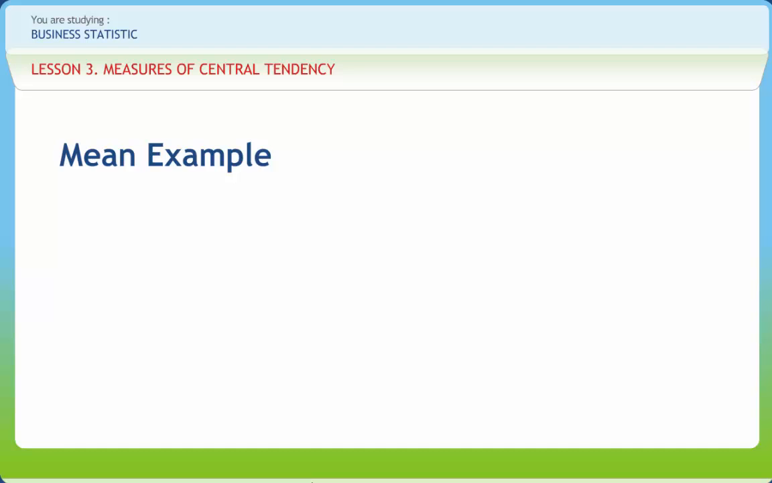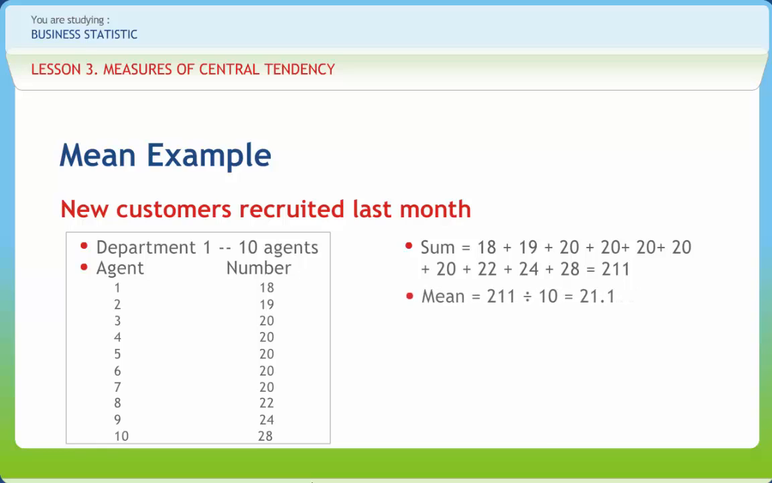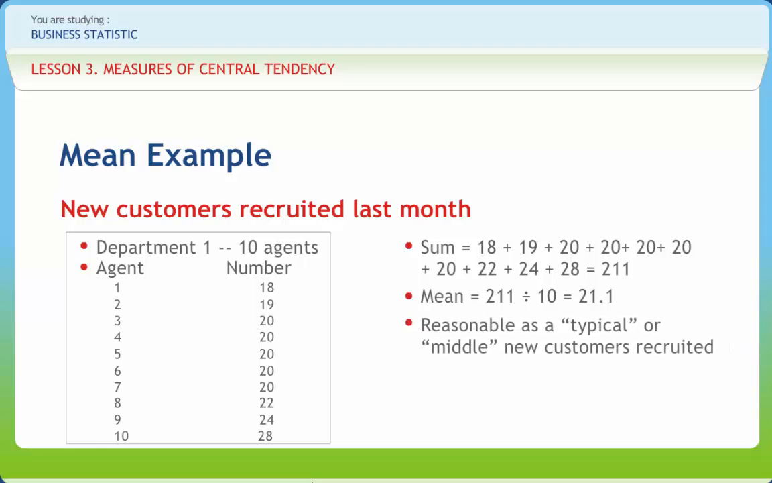In this example, data of new customers recruited last month is given. Now we have to calculate the mean. First, add all the numbers of new customers recruited, which is equal to 211. After that, divide 211 by the number of agents given in the data, which is 10. Mean equals 21.1. It represents a reasonable typical or middle number of new customers recruited. Mean is a reasonable measure of central tendency.